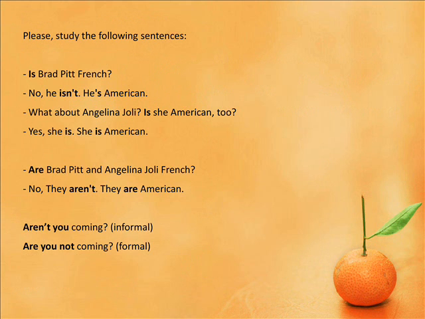Please study the following sentences. Is Brad Pitt French? No, he isn't. He's American. What about Angelina Jolie? Is she American too? Yes, she is. She's American. Are Brad Pitt and Angelina Jolie French? No, they aren't. They're American. Aren't you coming? Informal. Are you not coming? Formal.